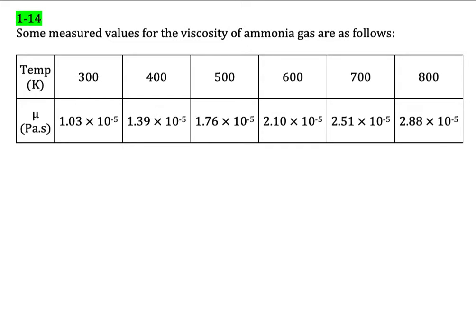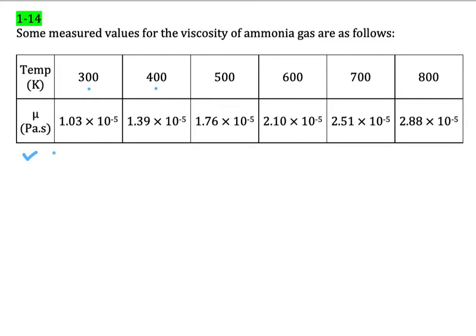So this is tutorial number 14: some measured values for the viscosity of ammonia gas, as follows. This is the temperature: 300, 400, 500, 600, 700, and 800. And then this is the measured value.